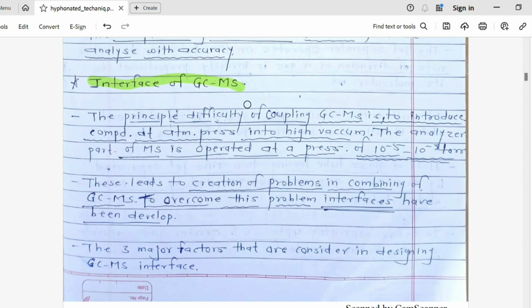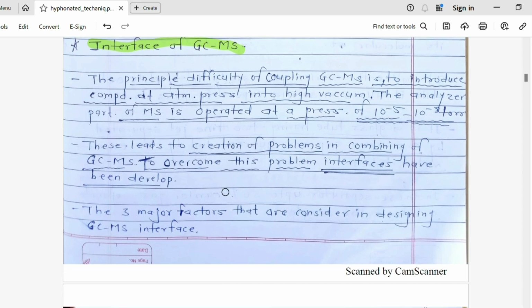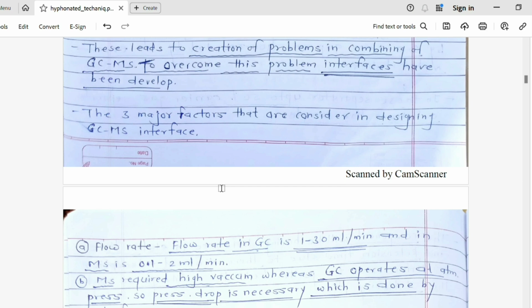interfaces have been developed. When scientists were trying to couple GC with MS, a problem came up because the pressure of gas chromatography is very large and the vacuum of mass spectroscopy is difficult to adjust. For that purpose, scientists discovered the interface to help join these two techniques. There are three factors that are considered in designing a GCMS interface.